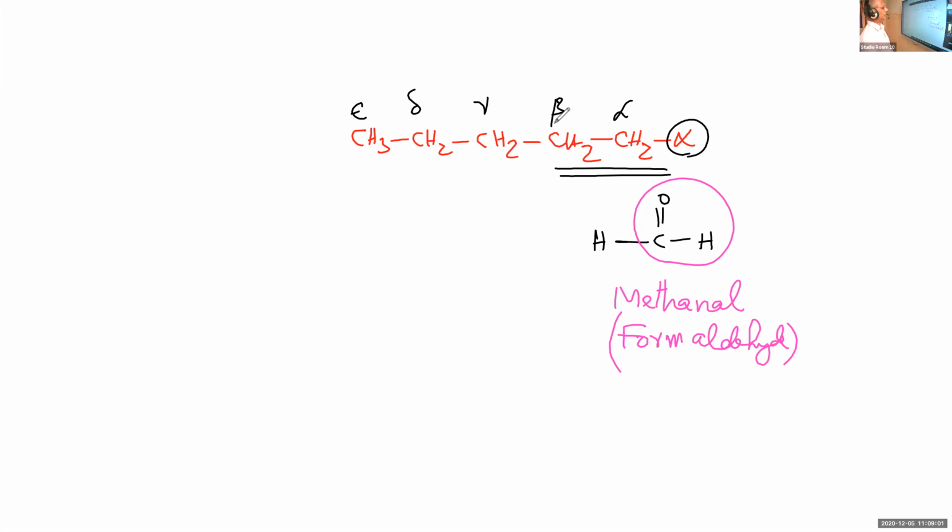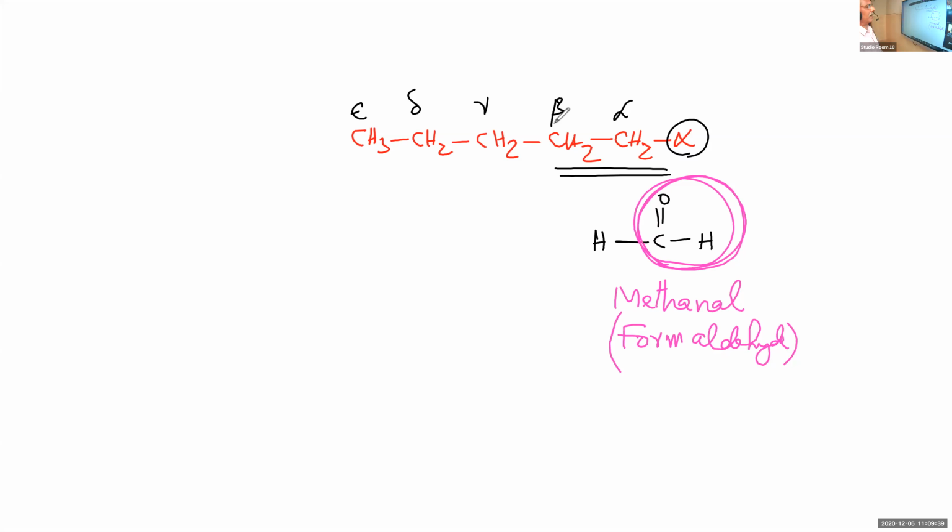And what is alpha carbon? The carbon atom bearing the functional group, that is alpha carbon. You must be thorough with this, otherwise you will be confused next year. Here, the functional group is the CHO group, the aldehyde group. The carbon atom bearing the functional group, that is alpha carbon.